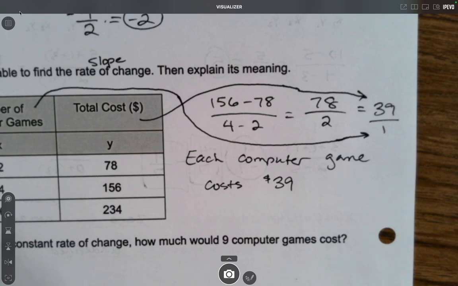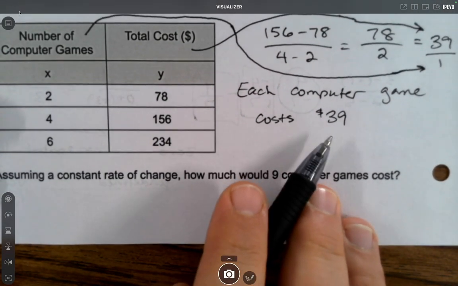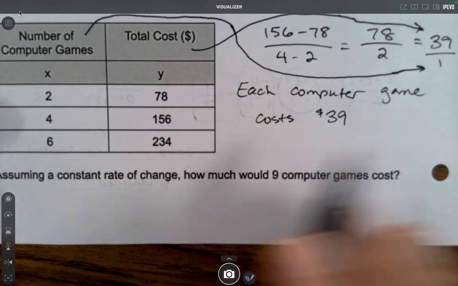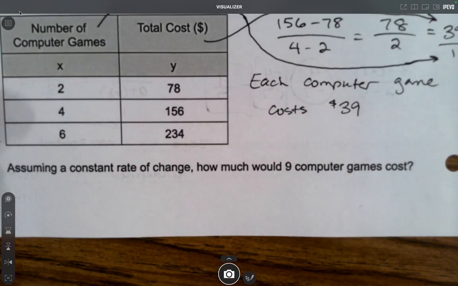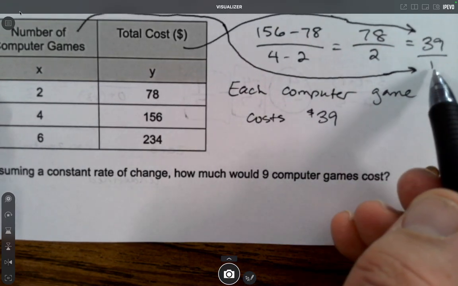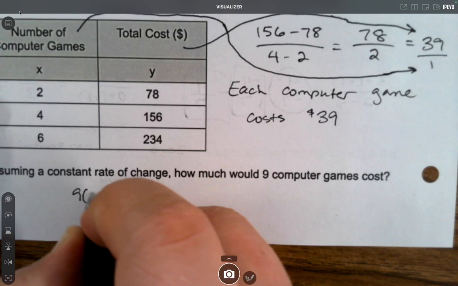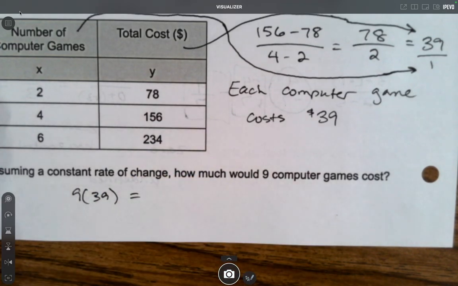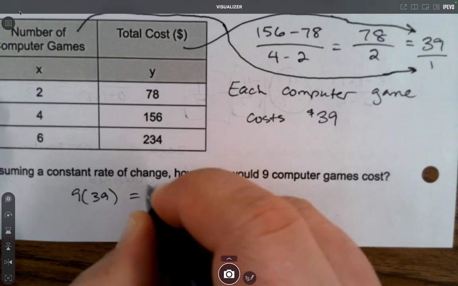So by finding the slope, we actually determined how much each computer game would cost. So then, since we know that's a constant rate, it's going to go up $39 every time we buy a new game. How much would 9 computer games cost? Well, if one computer game costs $39, then we can multiply that by 9 and find that 9 games in total would cost $351.